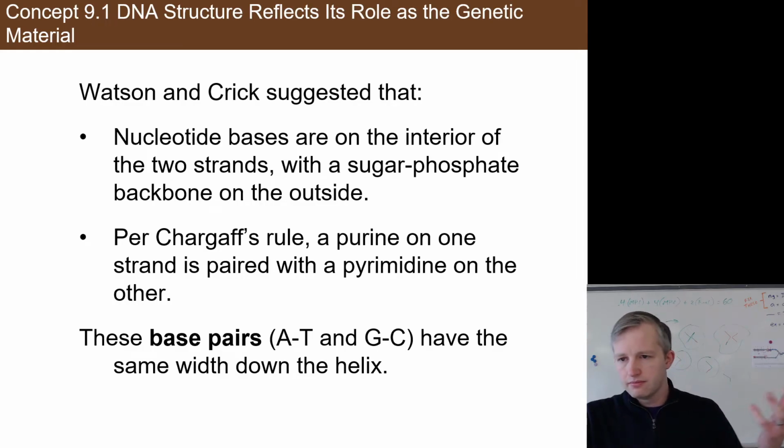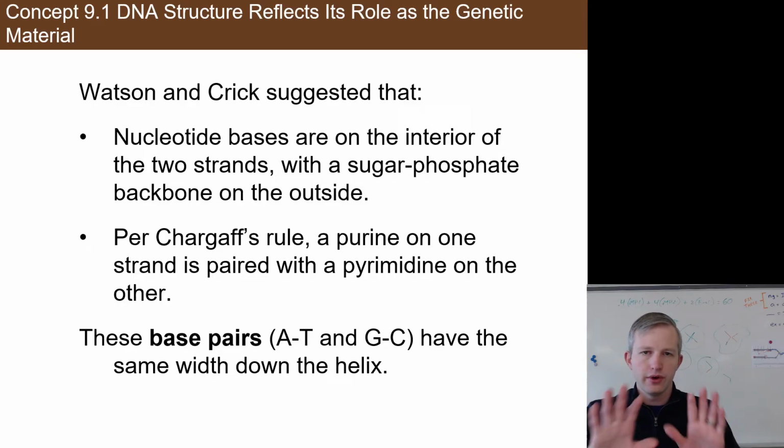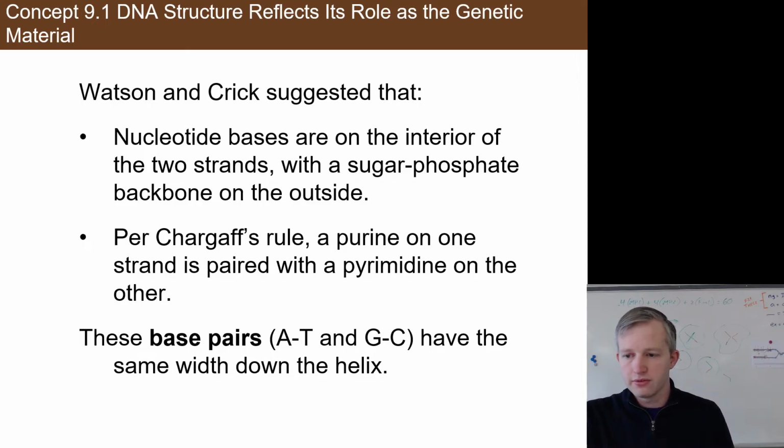They suggested that the nucleotide bases were on the inside and the sugar phosphate was on the outside. There were other individuals who had hypothesized a reverse version of that, but this was the one that ultimately stuck, and it's the one that we've since confirmed.